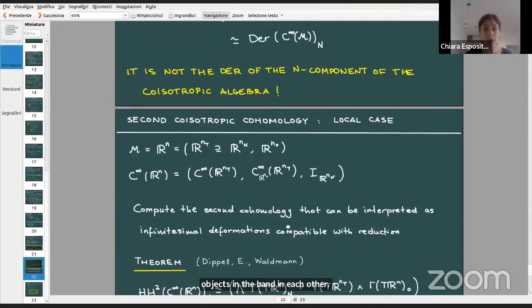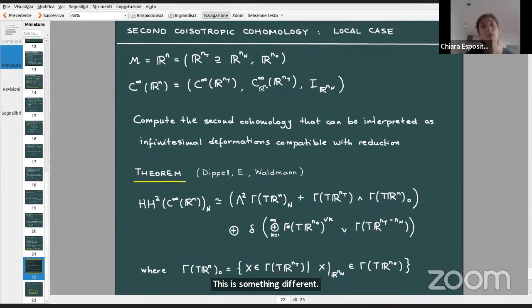And then we can go to the second cohomology. But here, so far, we could only compute the local case. I want to show you a little bit of the result in this case, also because this explains what's next. So in the local case we are in R^n essentially. This is our triple of manifold, submanifold, and ideal. This makes it very easy to get a coisotropic algebra. And then we want to compute the second cohomology.